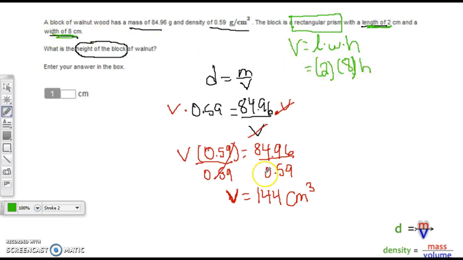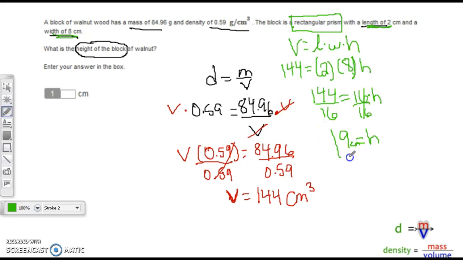But we also know the volume because we just solved for the volume down here. I'm going to plug that in for volume. And now we can solve this equation to try to figure out the height. So 2 times 8 is 16. I want to get the h by itself. Right now I'm multiplying, so the inverse or the opposite operation would be to divide. And 144 divided by 16 is 9. So our height is going to be 9 centimeters.